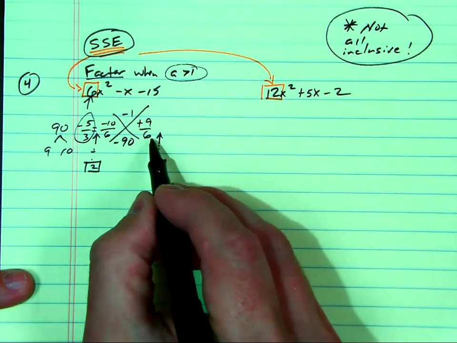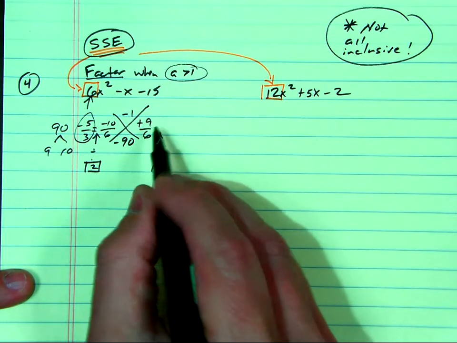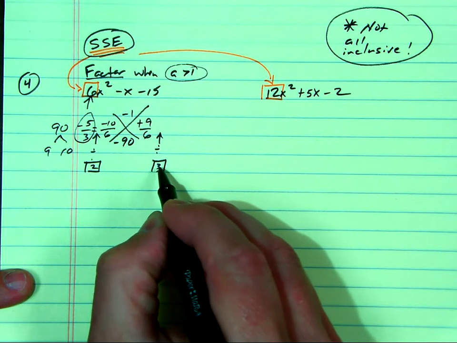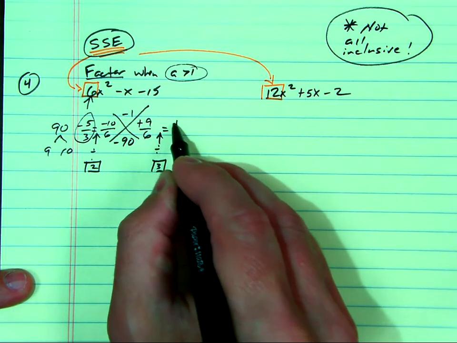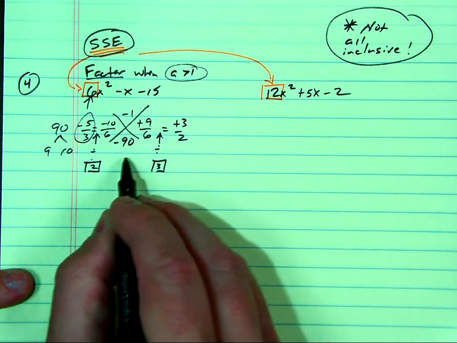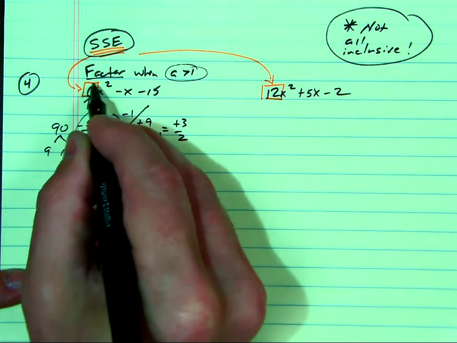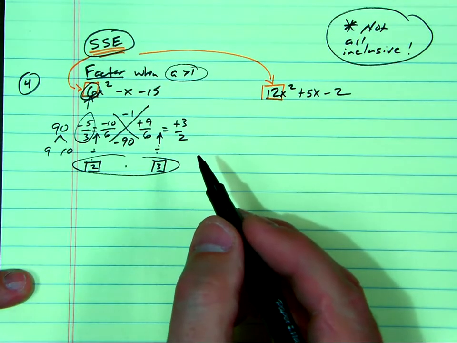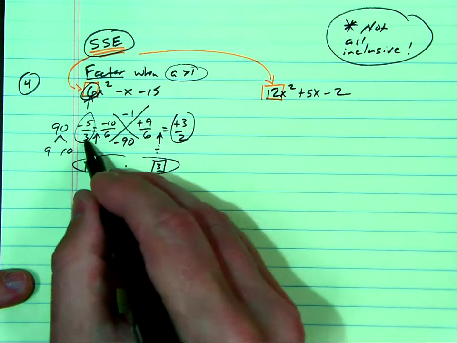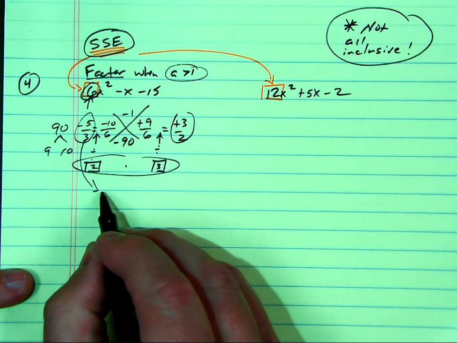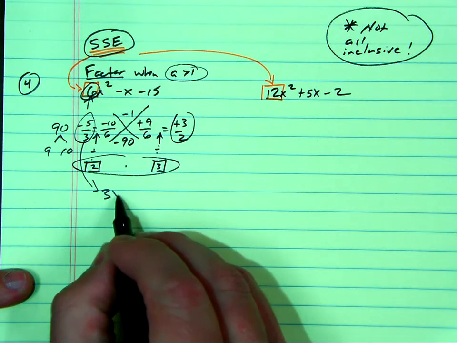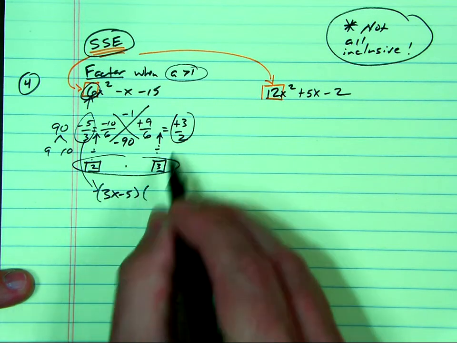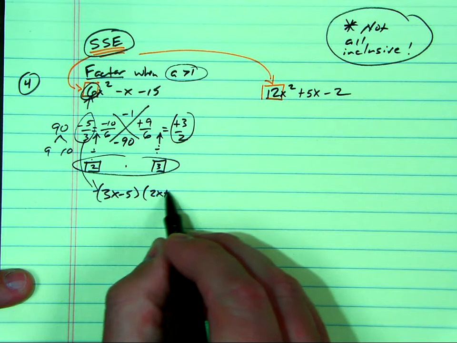So what number can I divide into both 9 and 6? Isn't it divide by 3? Yeah, it is. So that's plus 3 over 2. And lo and behold, 2 times 3 does equal our 6. So then we build our binomials out of these two factors. Always start with the denominator. 3x minus 5 and 2x plus 3.